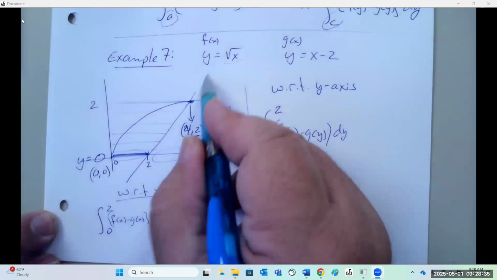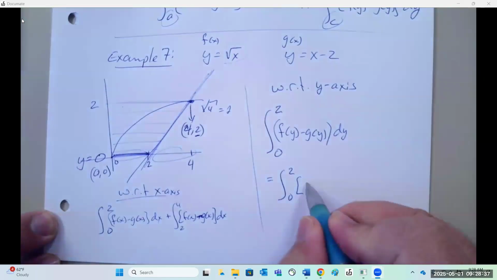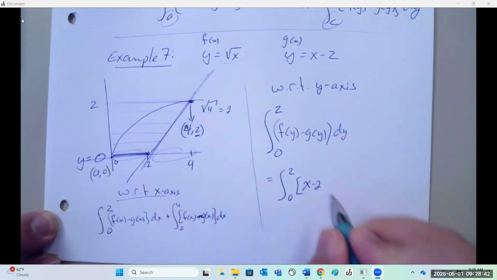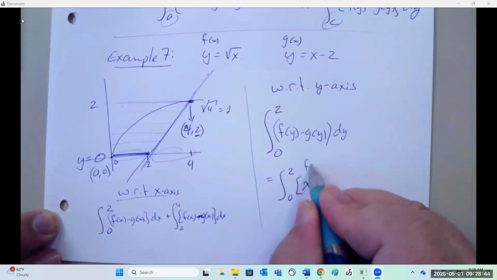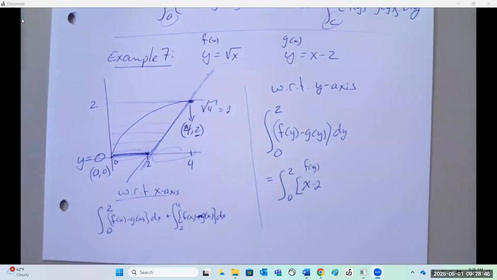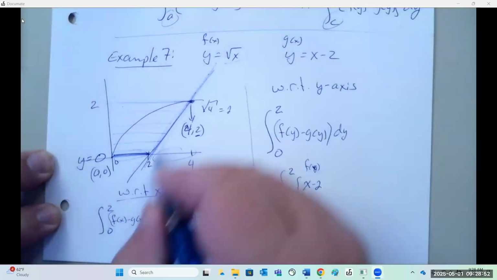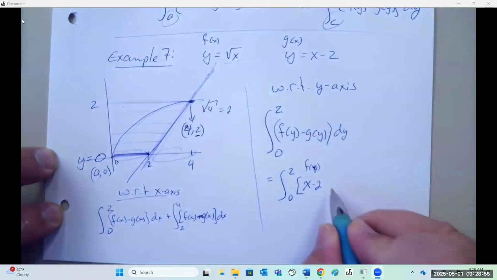Look at our graph. The farthest to the right is the x minus 2 graph. That's the f of x, I should say. We haven't changed it to y yet. So this is the outermost, and this is the innermost.